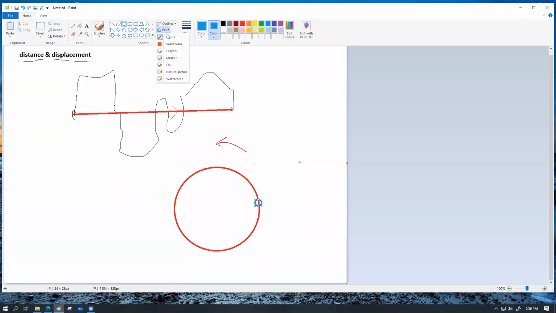Why is it not getting filled? Okay. So let's say this is the object that is moving around over here in an anti-clockwise circle.